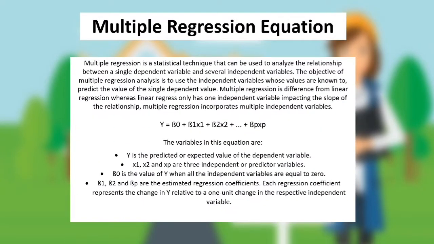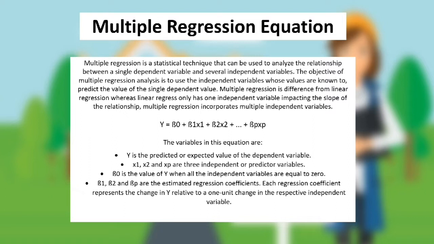Multiple regression is a statistical technique that can be used to analyze the relationship between a single dependent variable and several independent variables. The objective of multiple regression analysis is to use the independent variables whose values are known to predict the value of the single dependent variable.